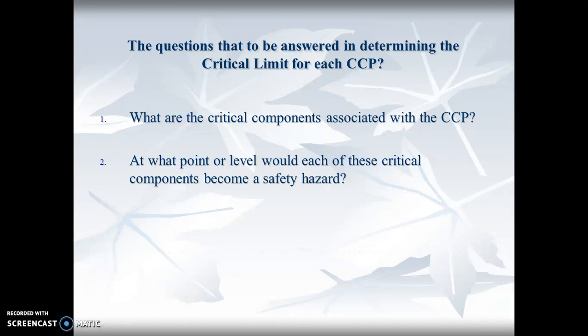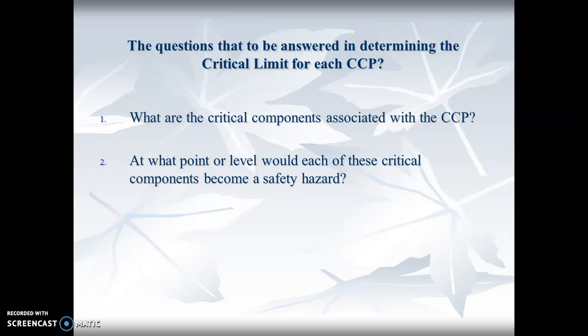Questions that are to be answered in determining the critical limit for each CCP. What are the critical components associated with that CCP? Is it temperature? Is it time? Is it cooking? Is it heat? Is it retort? Is it a chemical? Is it a toxin? Is it metal? What are the critical components?